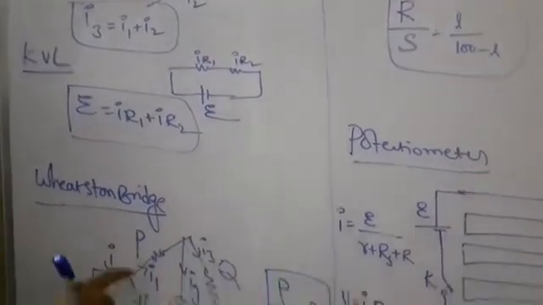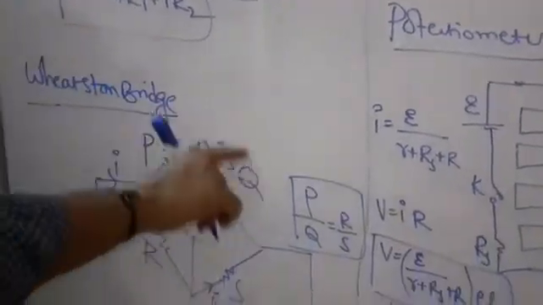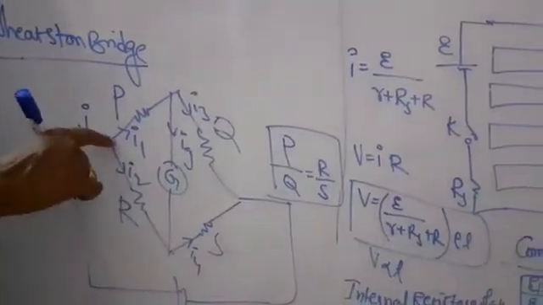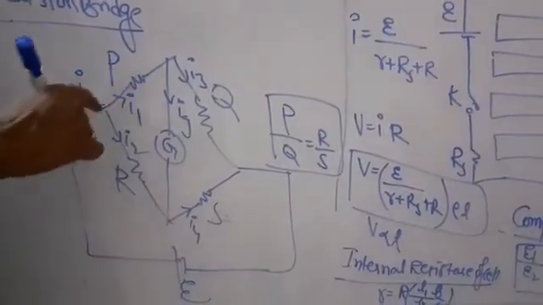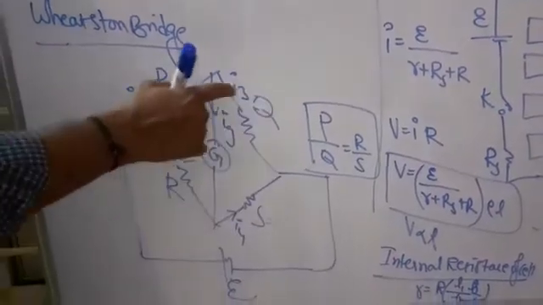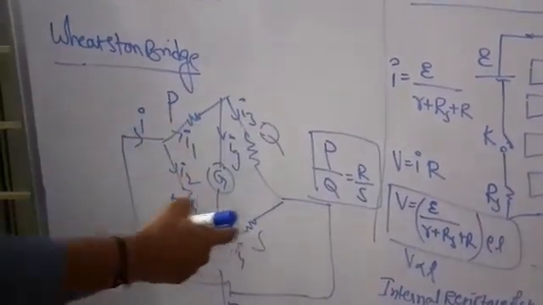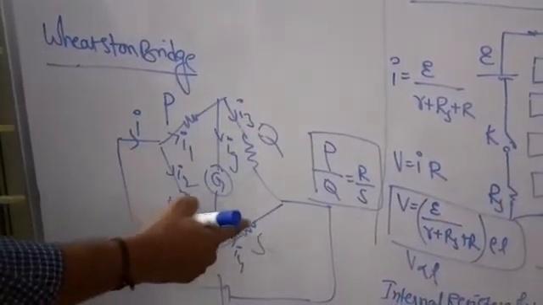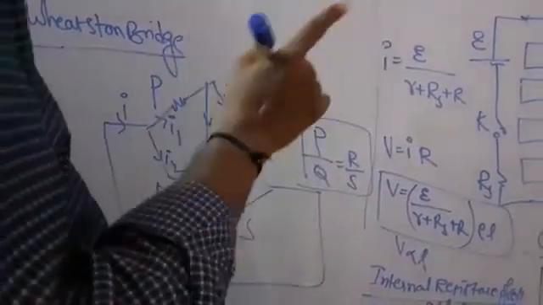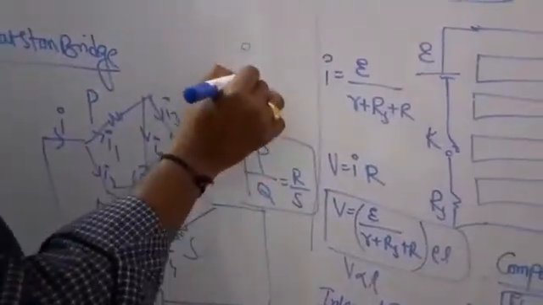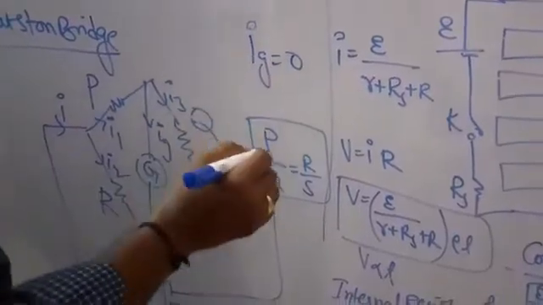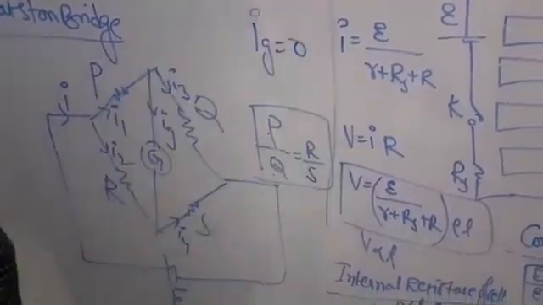Wheatstone bridge circuit has 4 resistors connected in a quadrilateral form. Total current entering the junction is I, divided into two parts I1 and I2, and here I3 and I4. Current through the galvanometer is Ig. So the condition for balancing of the Wheatstone bridge, if no current is flowing through the galvanometer, is P by Q equal to R by S.